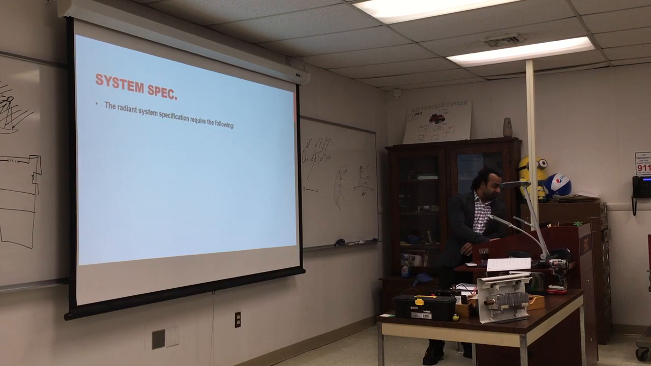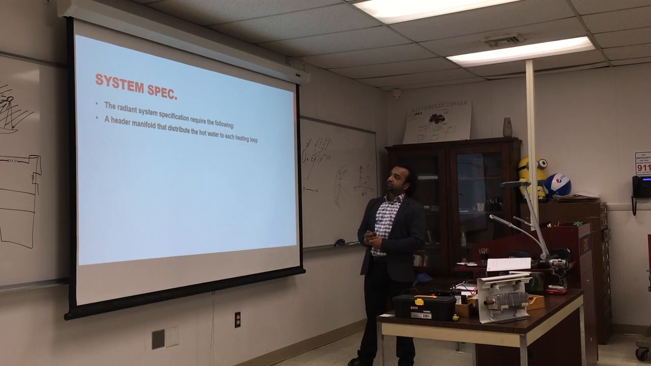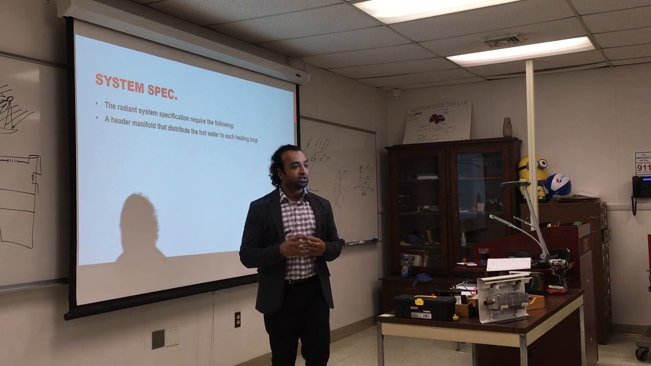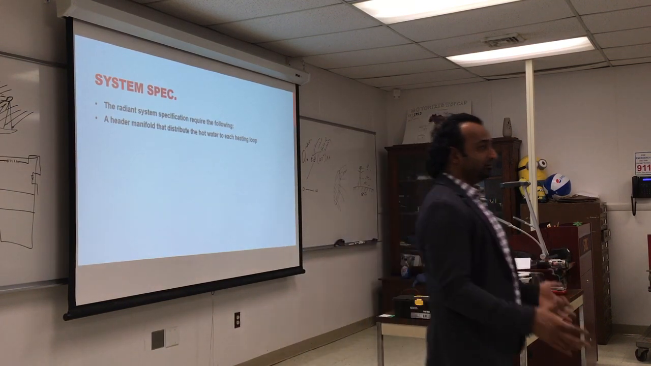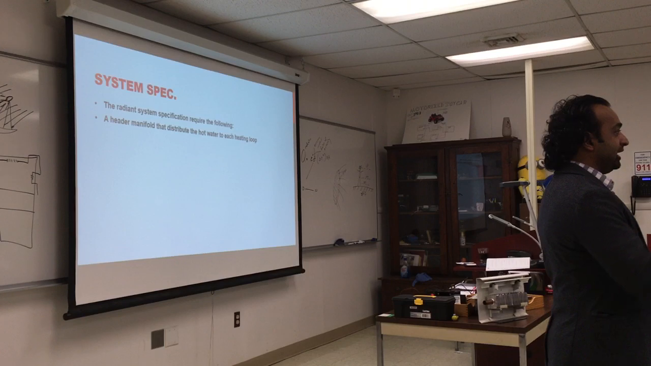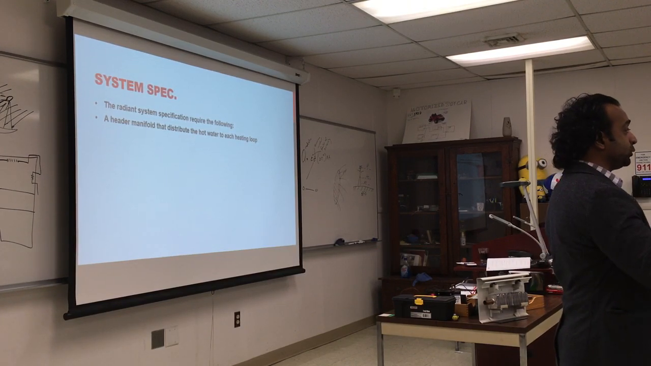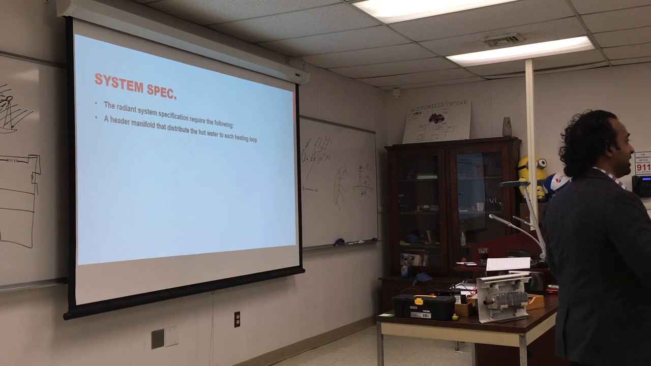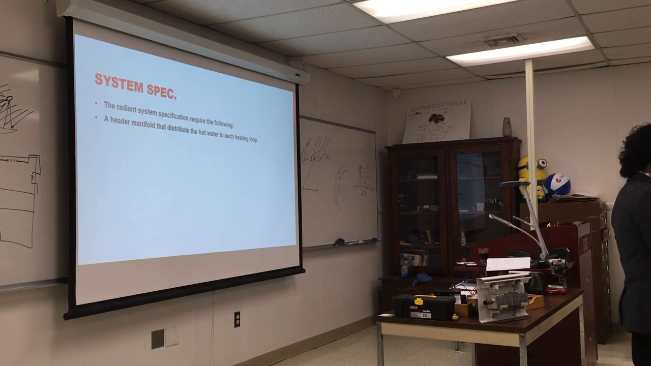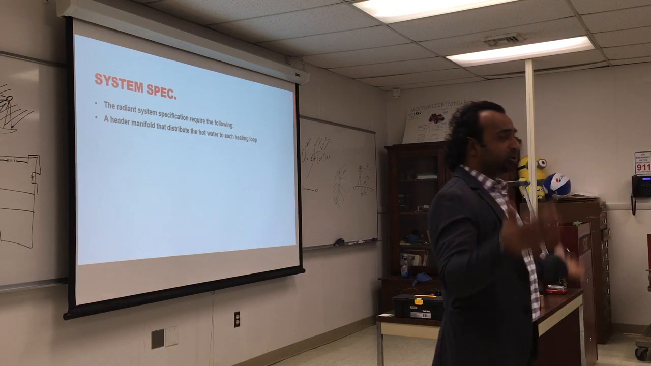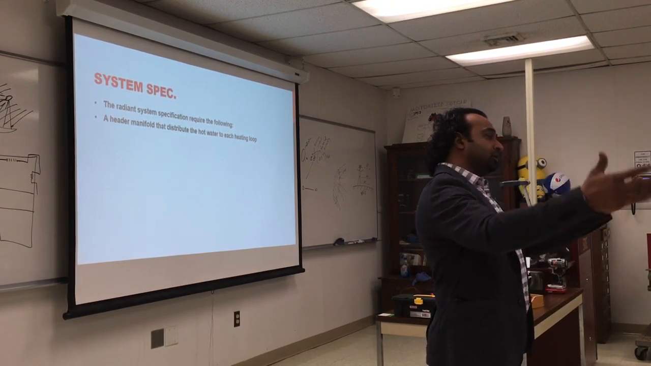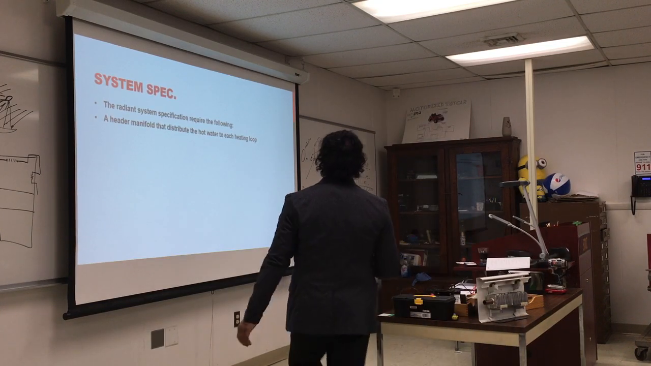So, system specification. The system specification requires the following. First of all, we need a header manifold to distribute hot water to each heating loop. So it looks a little bit like having a control panel for electricity. You have a header that sends tubes for each room, each loop by itself, for hot water, and one return. So it's like coming hot, neutral, the same way you did with electricity. A big control panel coming out of the boiler, hot water going out, cold water coming in for each loop by itself.